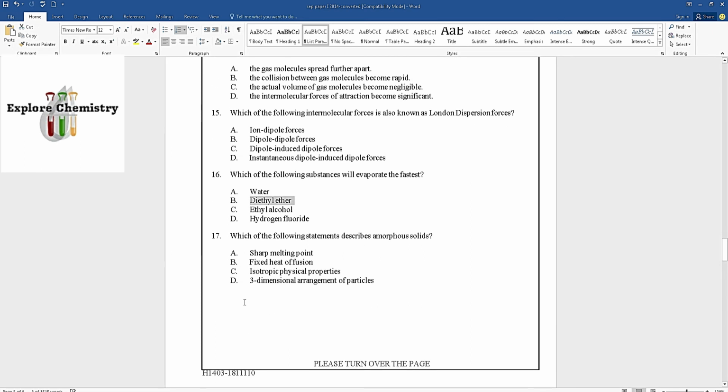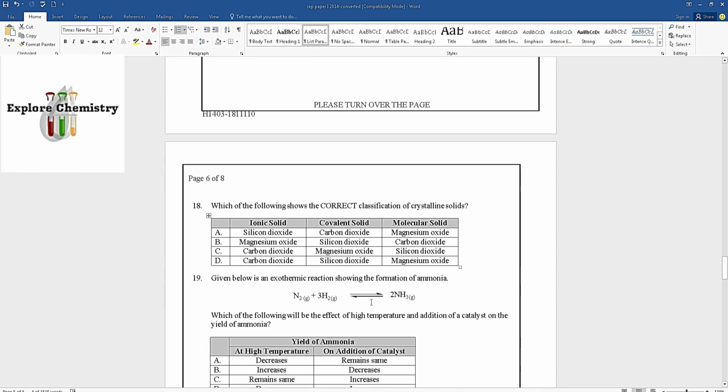Number 17, which of the following statements describes amorphous solids? Sharp melting point, no. Fixed heat of fusion, no. Isotropic physical properties, yes. Amorphous solids are isotropic, crystalline solids are anisotropic. So C is the correct answer.